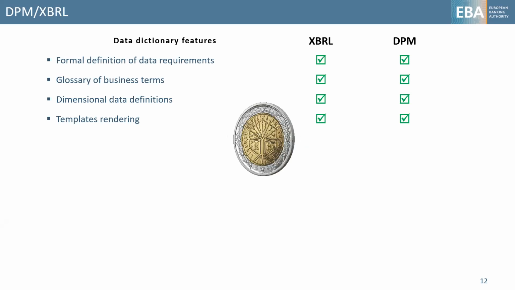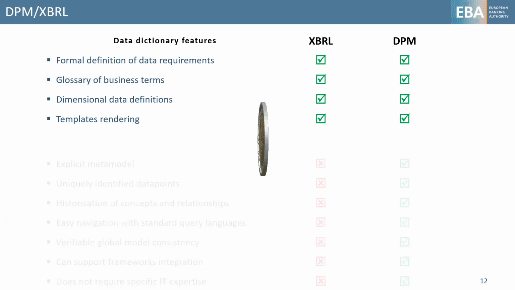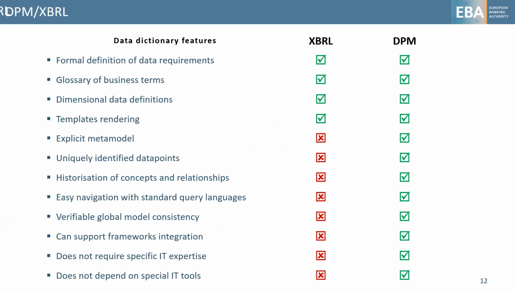The point is, from our perspective, there are a lot more features which are not common between XBRL and DPM. So our perspective, and basically has always been, is that these are two very different artifacts. We have the DPM, and from the DPM we derive XBRL, but they are not the same. They don't really offer the same capabilities.